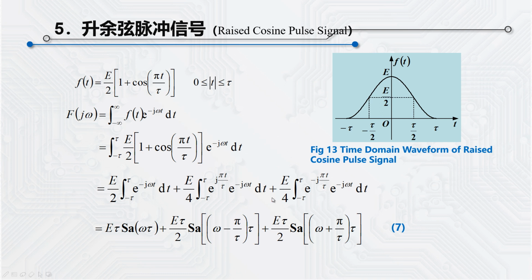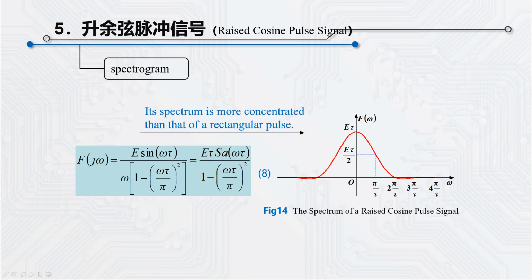This is its time domain waveform. According to the definition of Fourier transform, we can get the spectral density function of the raised cosine pulse signal, as shown in Formula 7. In order to describe its amplitude-frequency characteristics, we can transform its spectral density function into Formula 8. It can be found that the spectrum of raised cosine pulse signal is more intensive than that of rectangular pulse. Its main frequency is concentrated within 2 pi over tau.